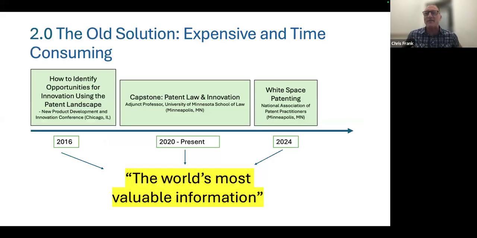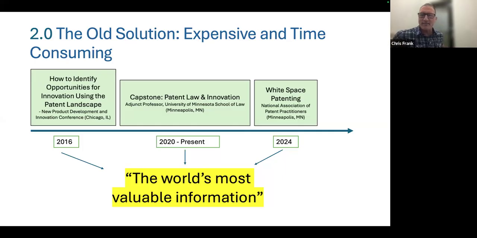Now, I have been speaking out against this practice for a long time. Starting back in 2016, I gave a talk at the New Product Development and Innovation Conference in Chicago on how to identify opportunities for innovation using the patent landscape. And I teach a capstone patent law and innovation course at the University of Minnesota, where I teach patent landscaping and using that to identify and pursue opportunities. And most recently in 2024, I gave a talk on white space patenting at the National Association of Patent Practitioners annual conference in Minneapolis, Minnesota.